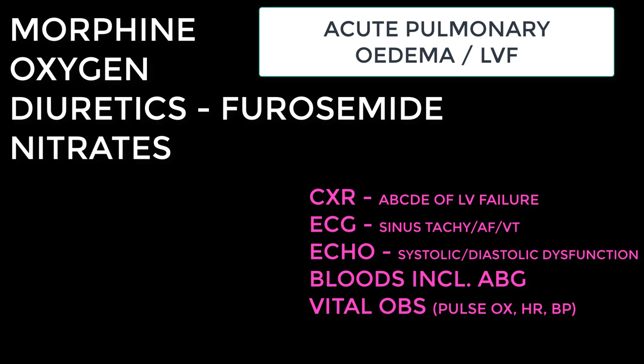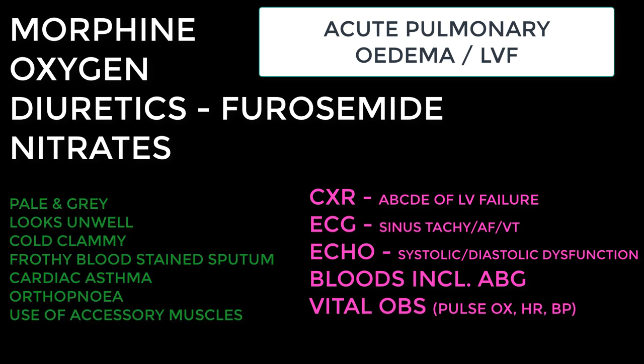Clues on inspection for acute left ventricular failure or pulmonary edema are as follows. The patient looks unwell. They may look pale and grey. They will be cold peripherally. They may be cyanotic if they're hypoxic. They will have that frothy, blood-stained sputum in the sputum pot.